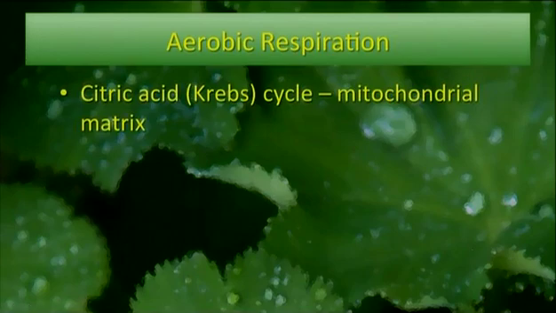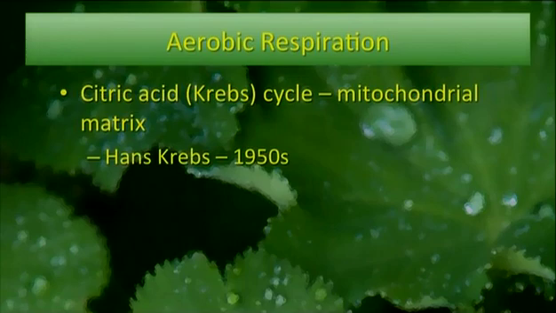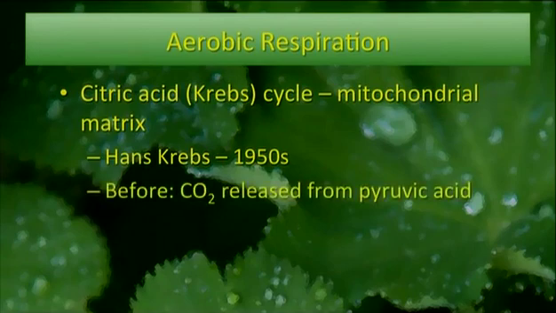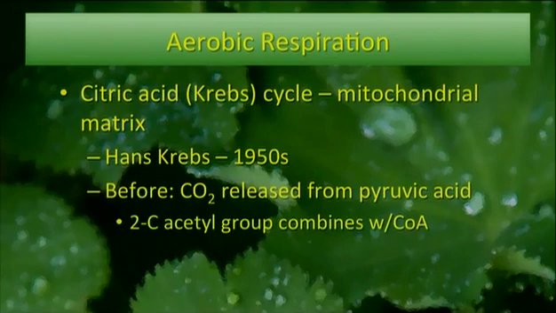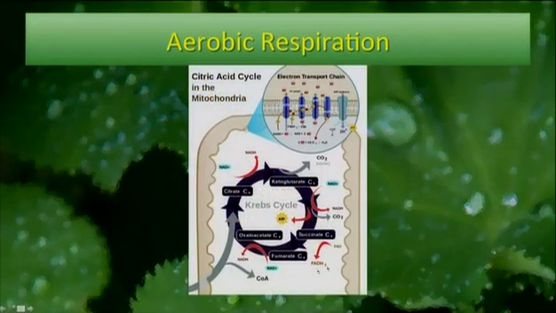Now the citric acid cycle is also known as the Krebs cycle, and that's what I call it. It happens in the matrix, or the inner part of the mitochondrion, and it was delineated by Hans Krebs in the 1950s. What happens before the Krebs cycle is that carbon dioxide is released from the pyruvic acid, so you have a 2-carbon acetyl group that combines with coenzyme A to form acetyl coenzyme A.